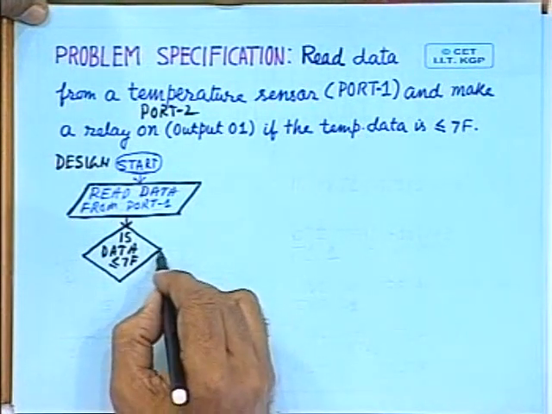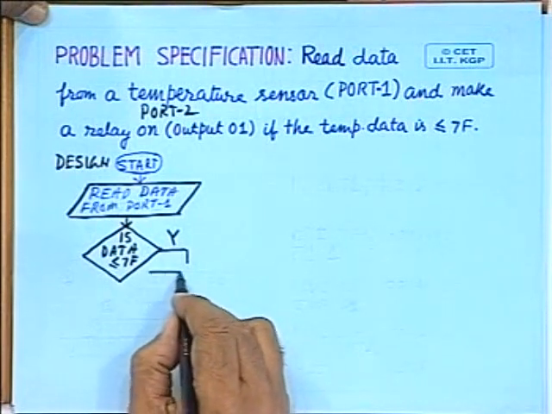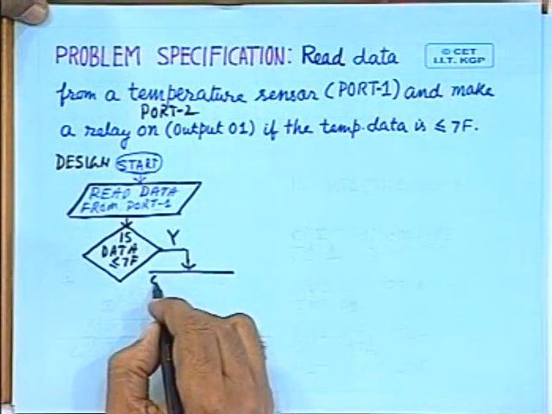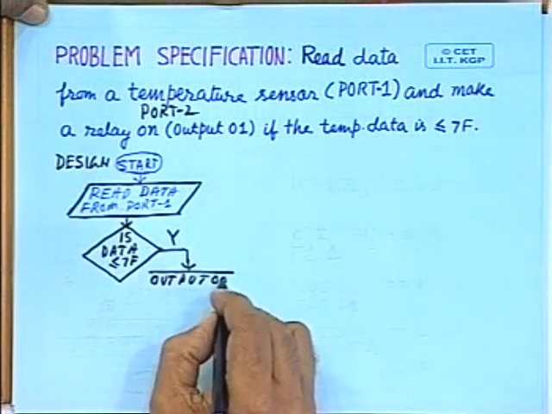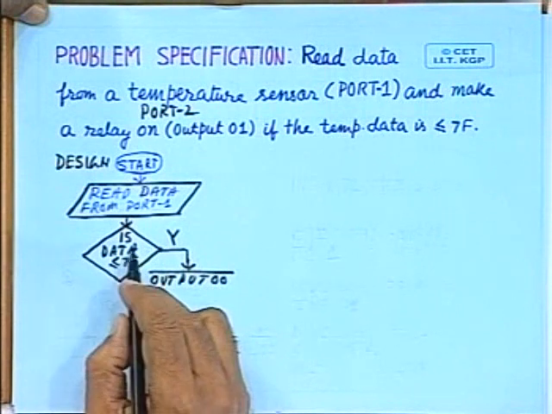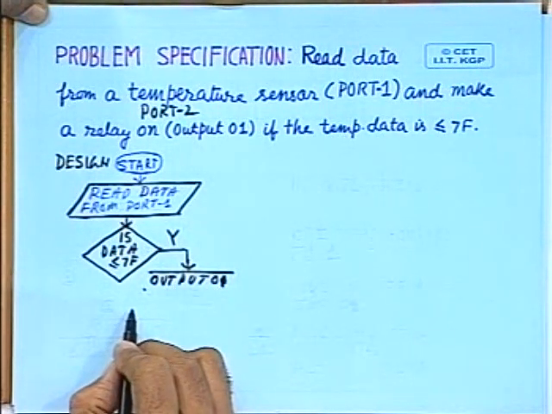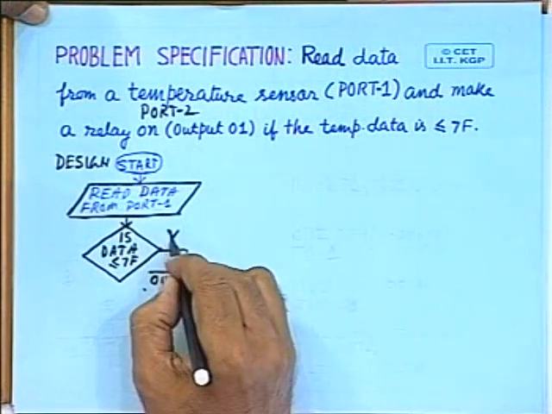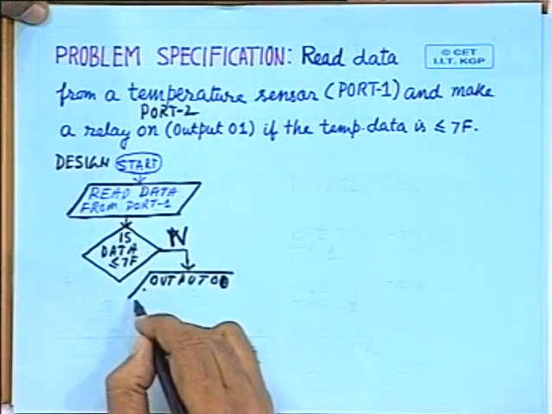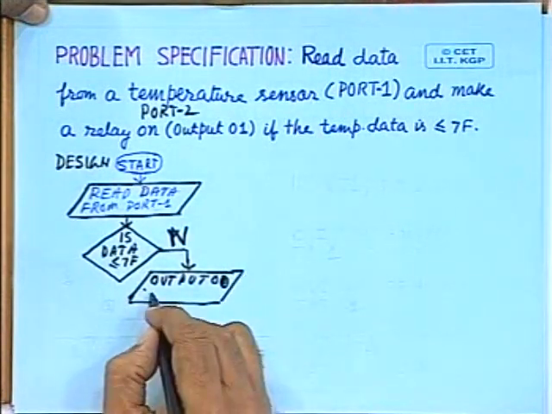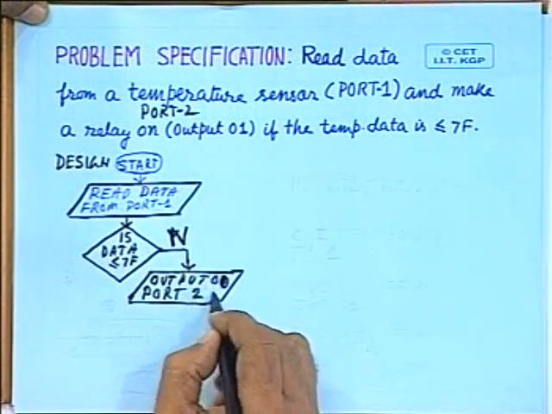If the data is less than or equal to 7F, if the answer is yes, then you will output 00. Less than 7F means you have to output 01. Or let me make it "no" to make it simpler: output 00 to port 2, because the relay is connected to port 2.